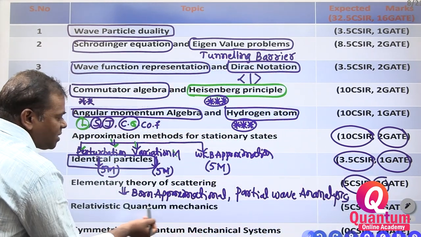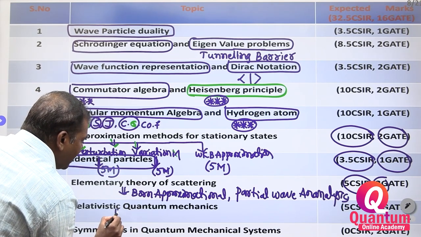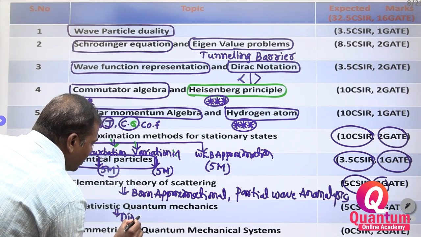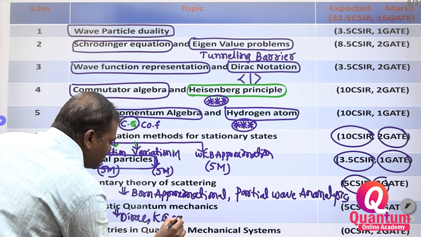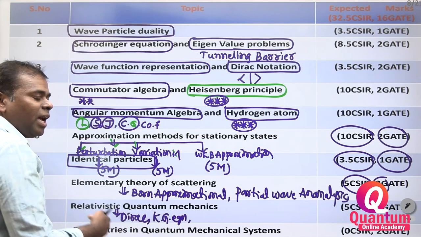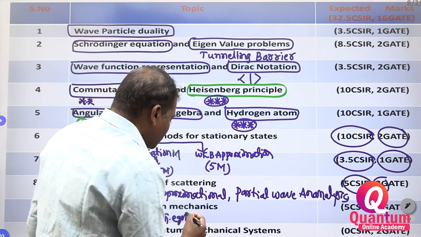Relativistic quantum theory is very, very important. In relativistic quantum theory, the Dirac equation is there, the Klein-Gordon equation is there, and semi-classical radiation.